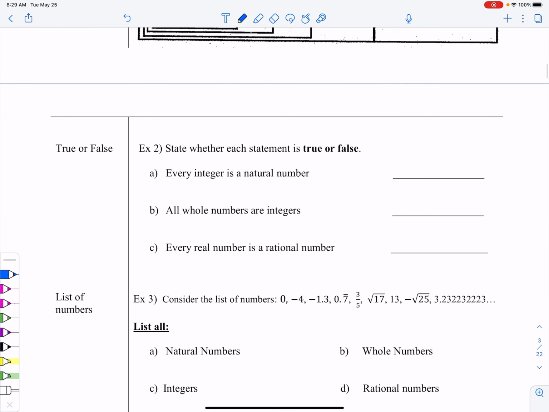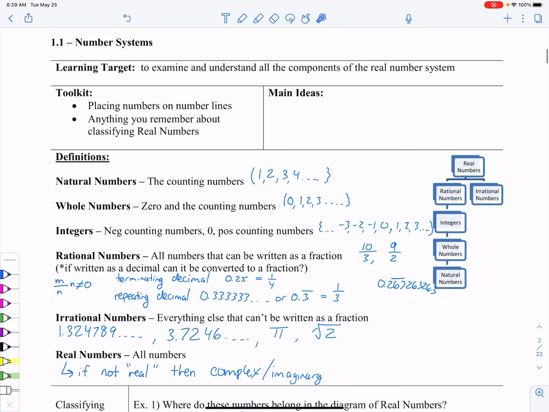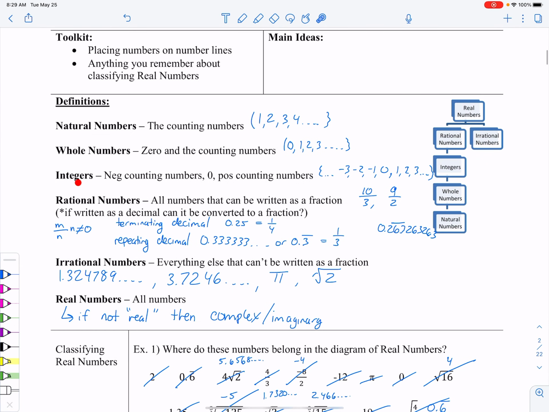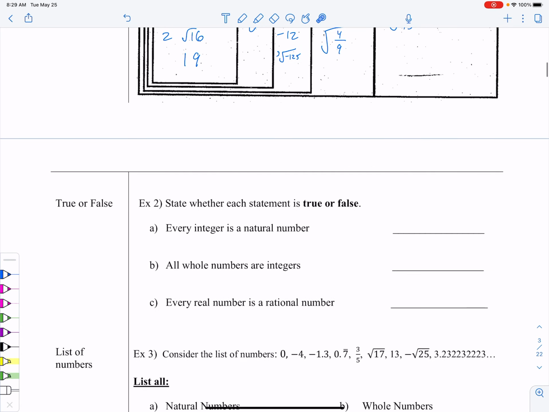Next question is true or false. It says, state whether each statement is true or false. Every integer is a natural number. So we have to look up here. What's our definition of an integer? Integers are negative counting numbers, 0 and positive. Natural numbers are the counting numbers. So is every integer a natural number? No, the negative ones and the 0 are not natural numbers. So this one is false.